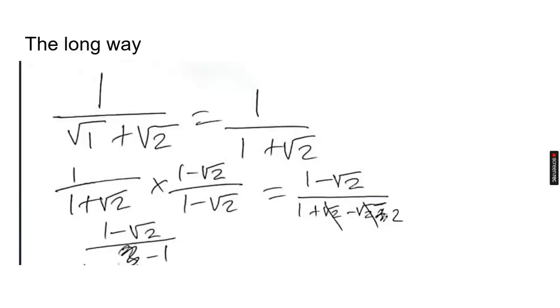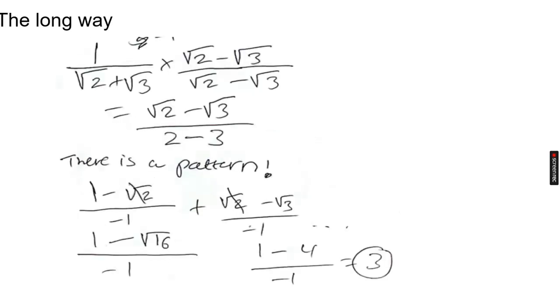And from there, we times it by 1 minus root 2 over 1 minus root 2. And we end up getting 1 minus root 2 over minus 1. And so we do the same thing with the second term. We end up getting root 2 minus root 3 over minus 1. So obviously 2 minus 3 is minus 1.